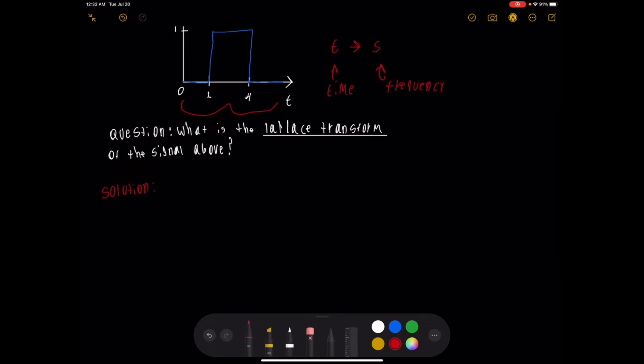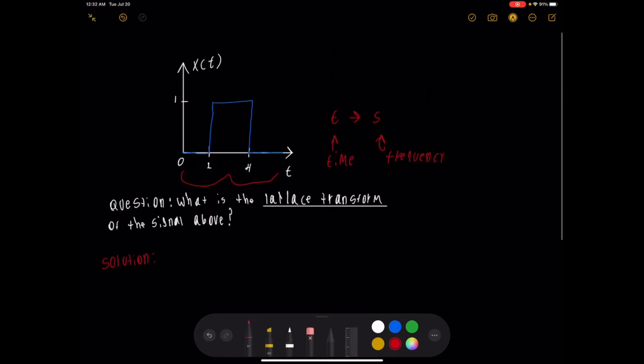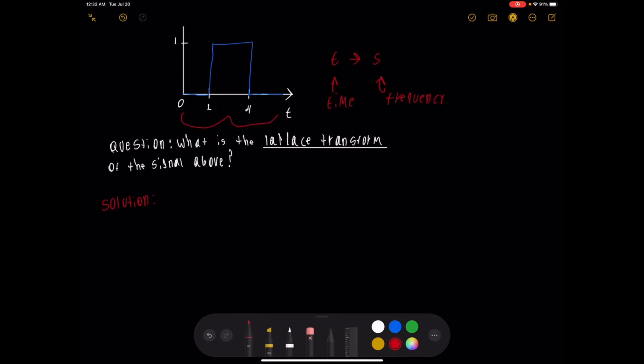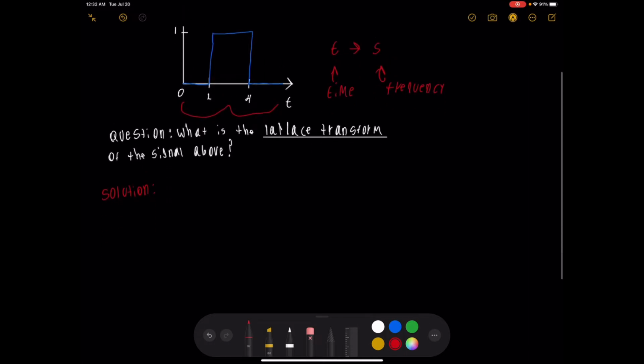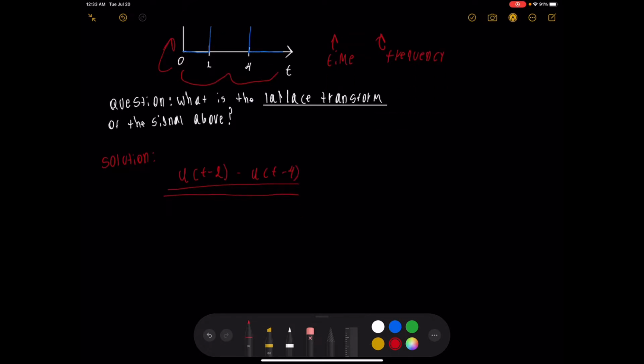And so if you have any previous knowledge of signals and systems, or just signals in general, I guess I should say, sorry, you could tell that we have a time delay, meaning that we can go ahead and write this function as u of t minus 2 minus u of t minus 4. And that's what we have, right? That's in the most basic form, what we have plotted up there.